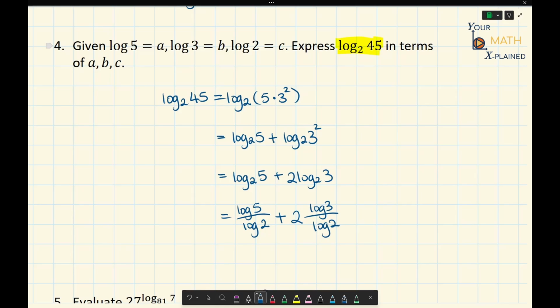So that means we can go ahead and rewrite this in terms of A, B, and C. So we end up with A plus 2B over C.